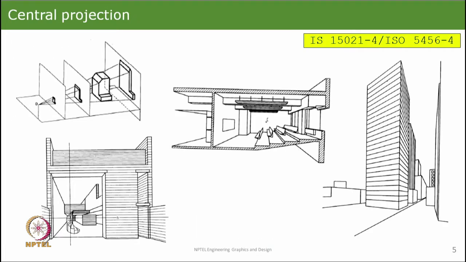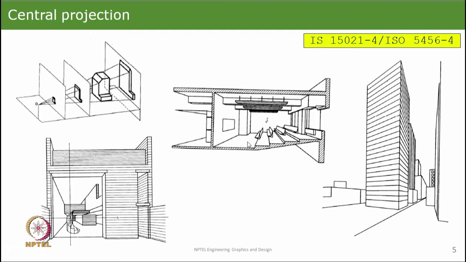To revise what we had seen earlier in mechanical drawings, we had looked at central projection, which is the way the human eye sees the surroundings. This picture on the top left is of a machine component, and it shows that depending on where the viewing plane is, we see the object in different sizes.